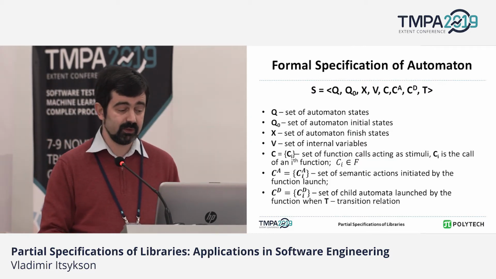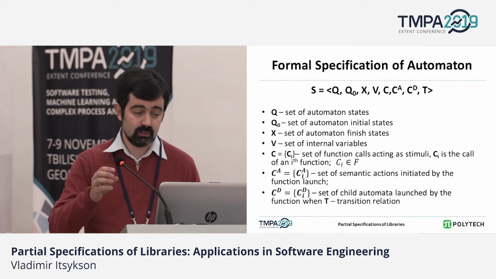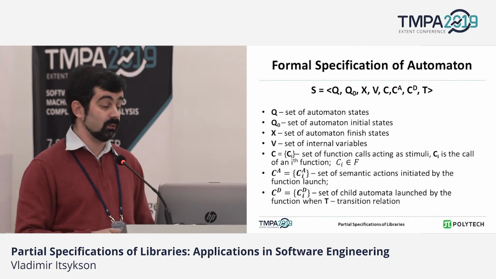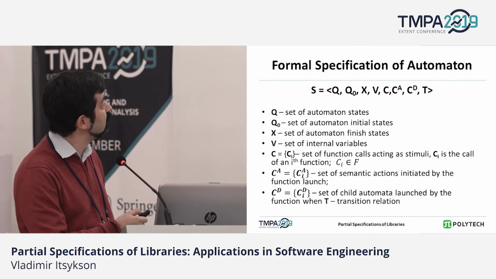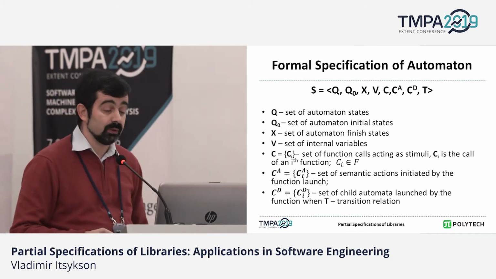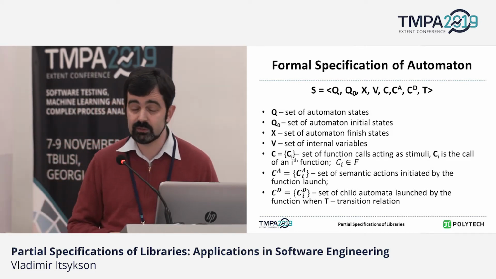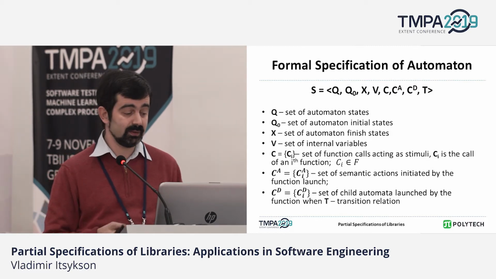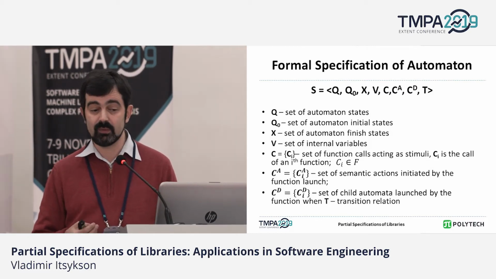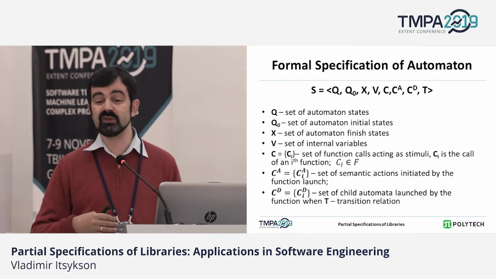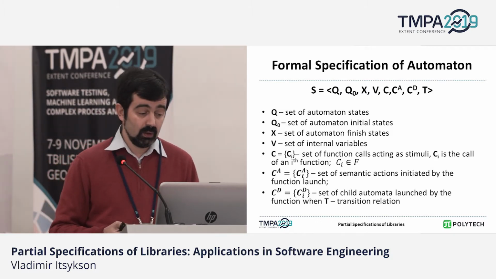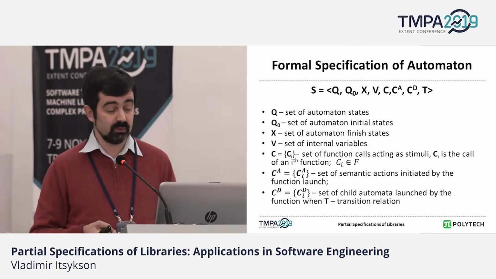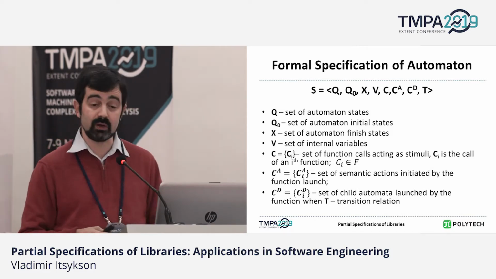The second part of our specification is a specification of automata. Each automaton is described with this big tuple. Q is a set of automaton states. Q0 is a set of initial states. X is a set of finished states. Finished states of an automaton state when the automaton will be destroyed. We use an extended finite state machine, and V is a set of internal variables of the automaton.